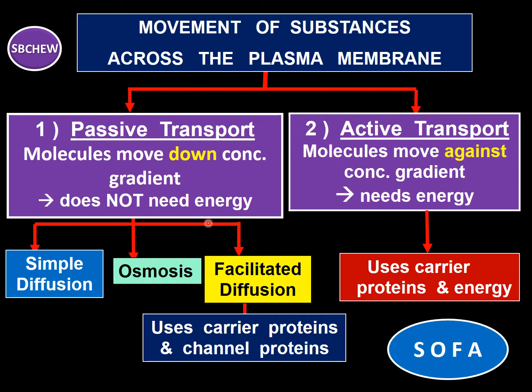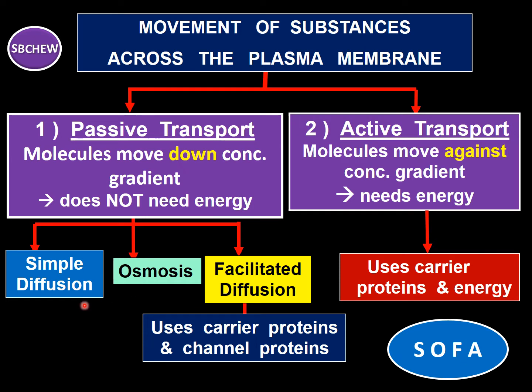Now, passive transport does not need energy and is divided into three types. Simple diffusion. Osmosis is just the diffusion of water across a semi-permeable or selectively permeable membrane. And then we have facilitated diffusion, which uses either carrier proteins or channel proteins to help the molecule be transported across the plasma membrane.